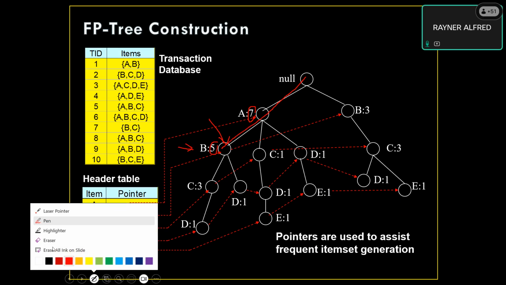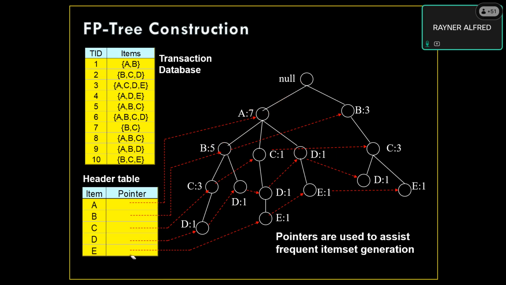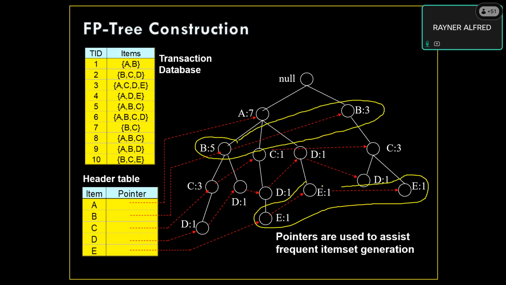And we also have this, don't forget about the link that we have here, the header table. The link of B connects to here. So this will be used to count the number of appearances of item set B, which is 8. Similarly for E, we only have 3 for the one item set E.